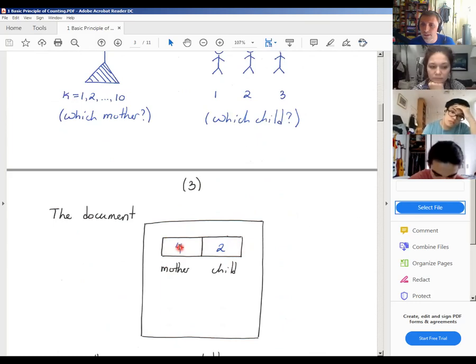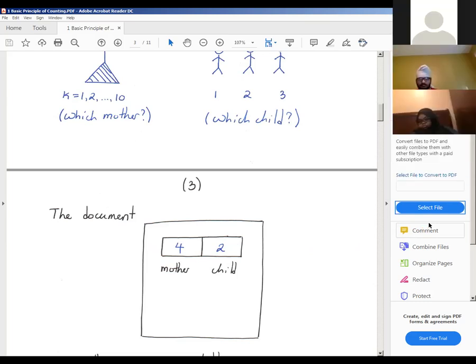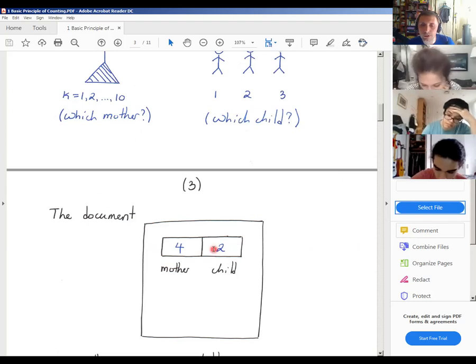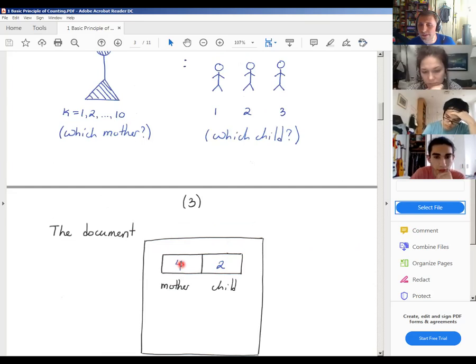Where the first number is 1 through 10, and the second number is 1 through 3. The second number cannot be higher than 3 in this situation. So here, this document is filled in with the numbers 4 and 2. Good? Four and 2 means mother number 4 and her corresponding child number 2 were selected. If I change 4 to 5 and keep the 2, that refers to a different child again. Make sense? Now, because I have this box, this now is experiment 1.